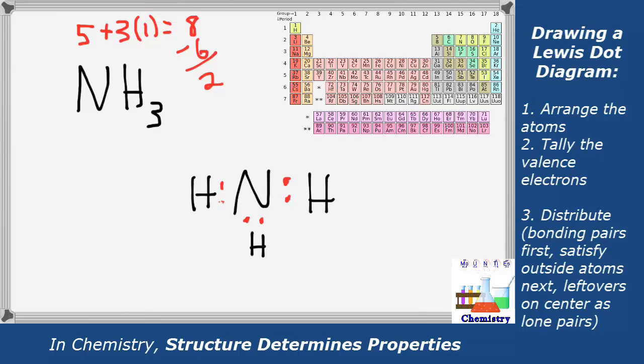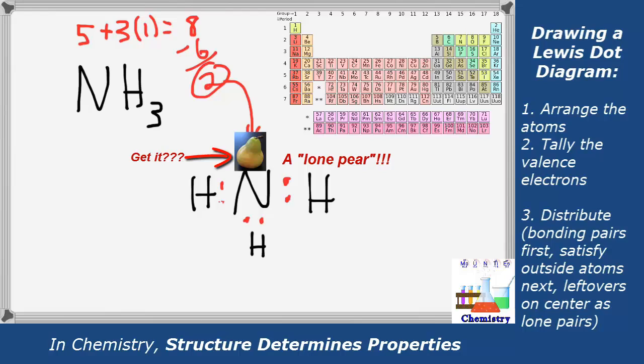And so these remaining 2 electrons then end up as a lone pair or an unshared pair on the central atom. And so that would be your Lewis electron dot diagram for ammonia. Your dots might be a little cleaner, but yeah, you get the picture.